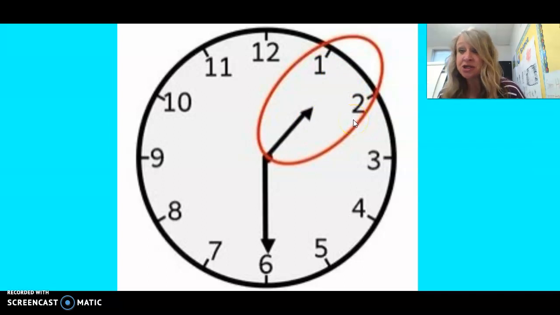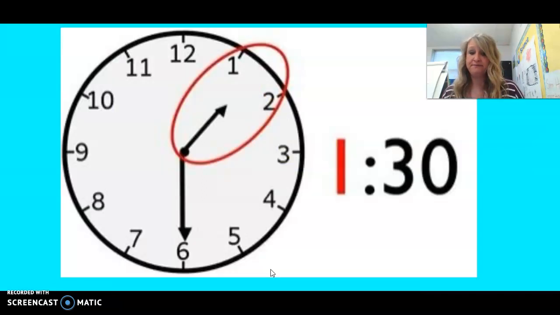It's a trick question. Neither. It's halfway between the 1 and the 2. It's pointing right in half. Halfway between the 1 and the 2. It's not on the 2 yet. So we know that the hour is still going to be 1, but it's not 1 o'clock, it's 1:30. Because the minute hand is pointing to the 6.